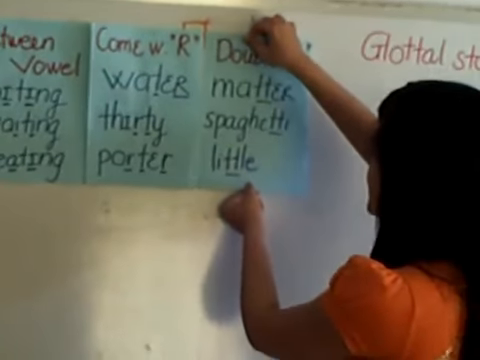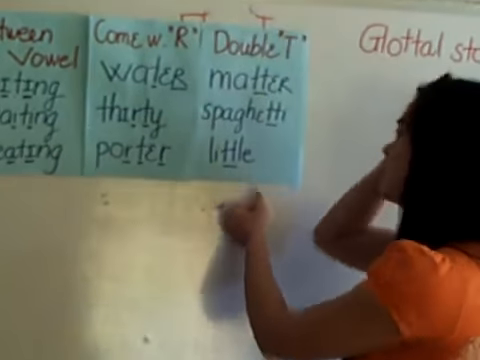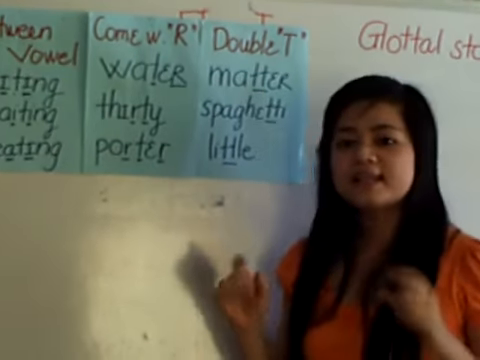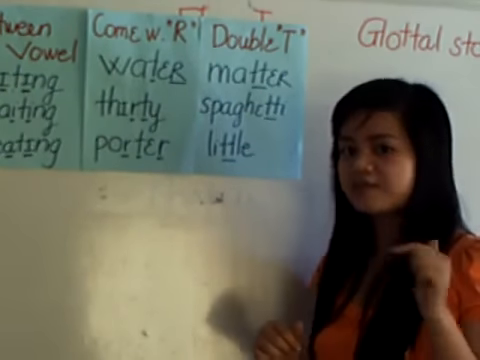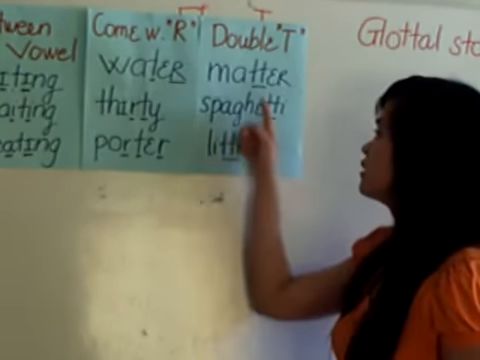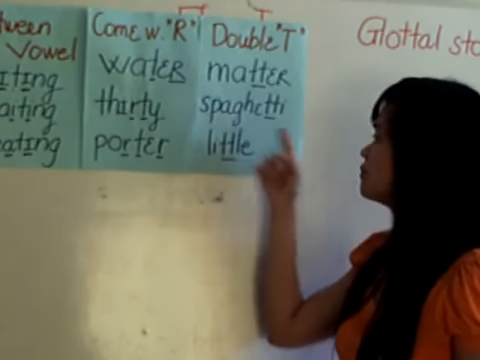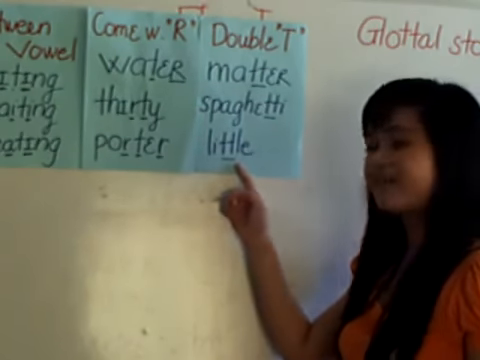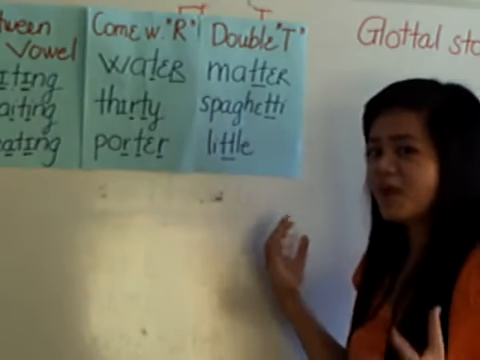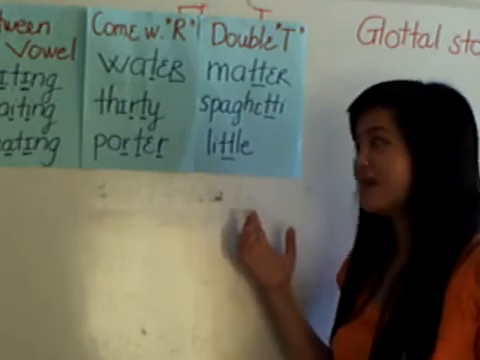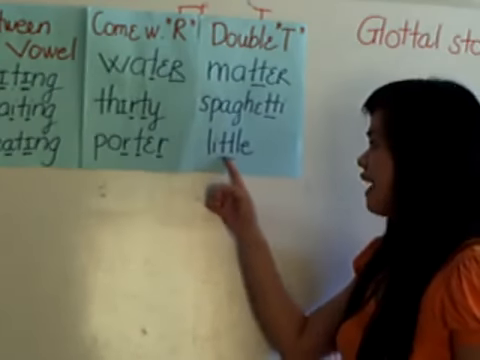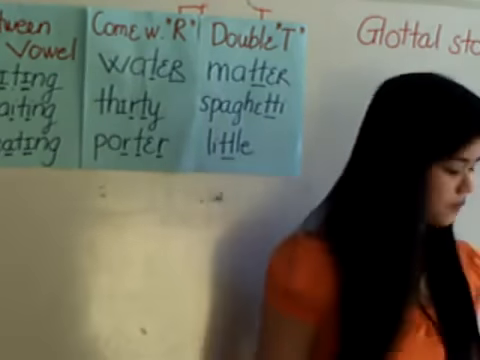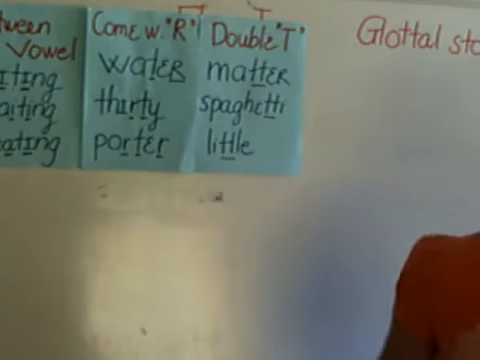The third one is double T. When there is a double T in a word, of course, you have to pronounce the flat T. Here, matter, spaghetti, little. This case is very popular and similar. That's right. Matter, spaghetti, and little. They have double T.